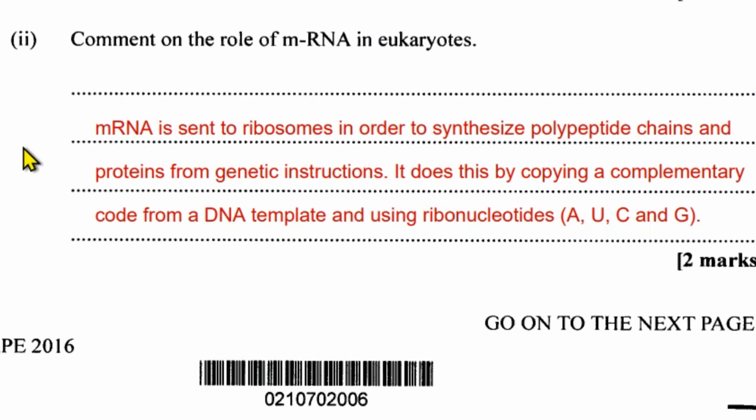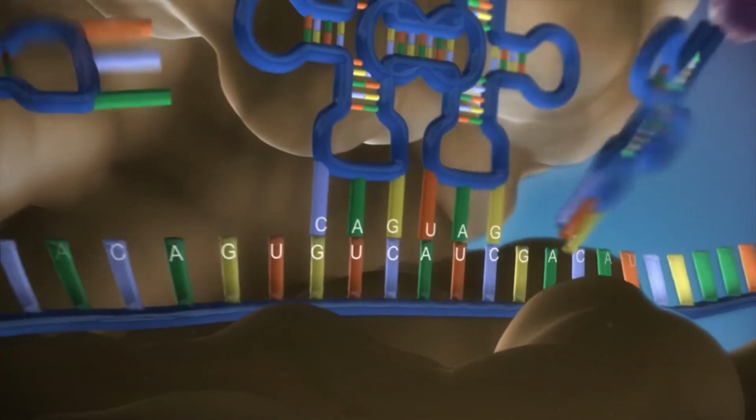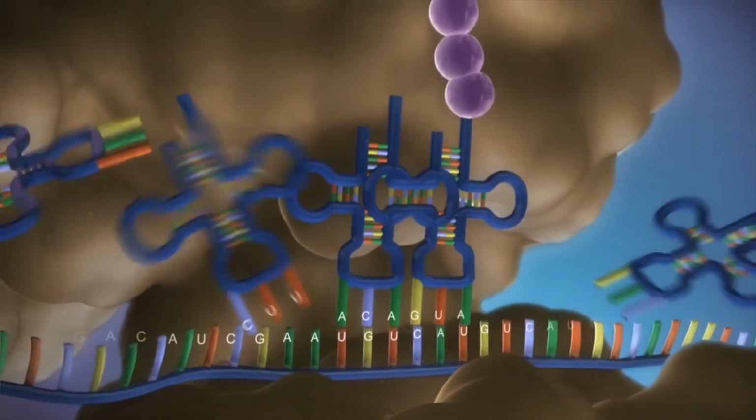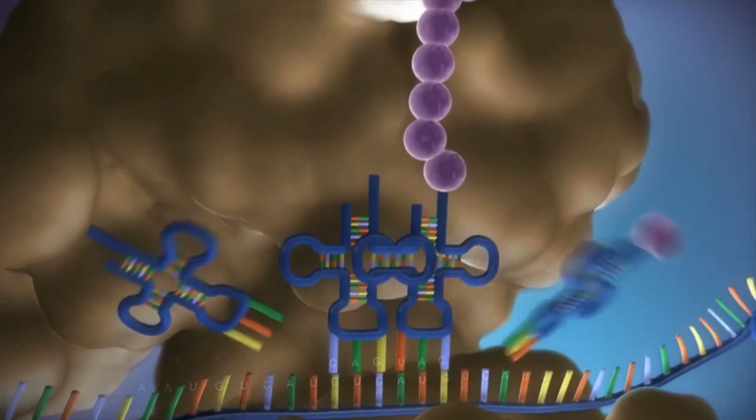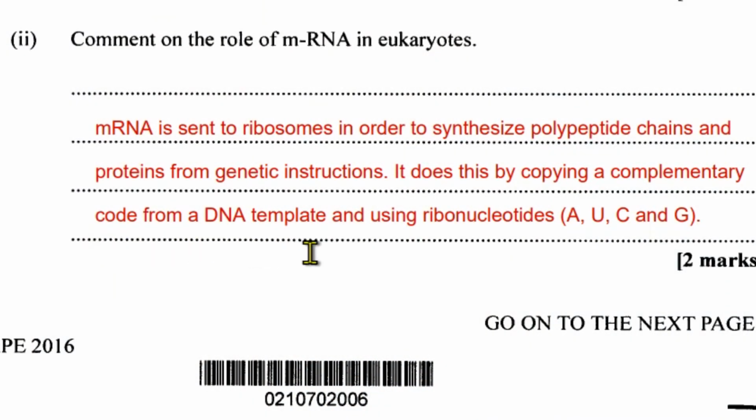So mRNA is basically a copy of instructions that is being sent to ribosomes, so that the ribosomes can translate those instructions and build a protein by allowing amino acids to link to each other. So mRNA is sent to ribosomes in order to synthesize polypeptide chains, basically a string of amino acids, and proteins from genetic instructions. It does this by copying a complementary code from a DNA template and using ribonucleotides A, U, C, and G. There's no need to get into the full description of transcription and translation, I guess, because this is only 2 marks.